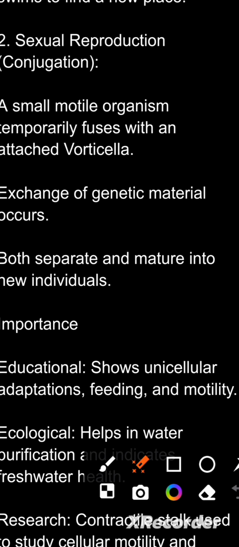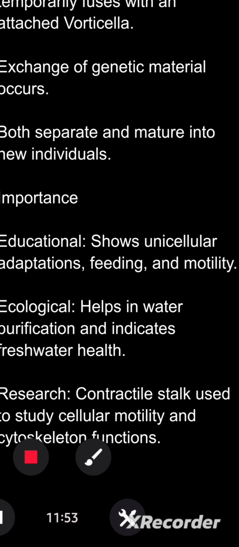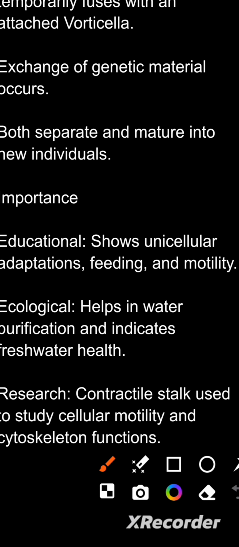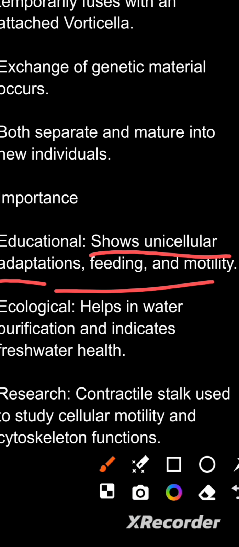Now importance. What is the importance of Vorticella campanula? Educational purpose: it shows importance in the education sector. It shows unicellular adaptation, feeding and motility. So for educational purposes, we can use Vorticella to show unicellular adaptation, feeding and motility.